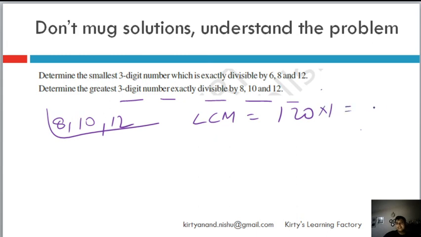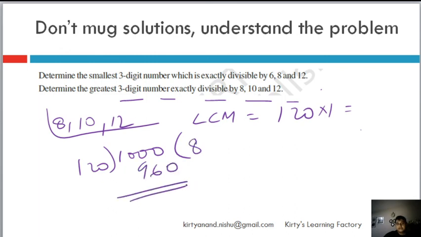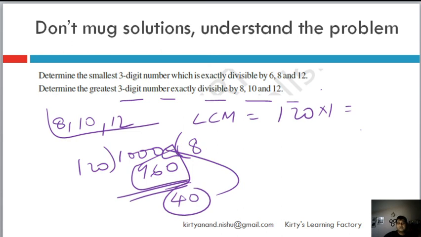So why create so much of fuss? So see, books will tell you that, okay, greatest 3 digit number, so you write the smallest 4 digit number, you divide by 120, okay? 120 into 8, it will give you 960. So basically 960 is the greatest 3 digit number which is exactly divisible. Then they will say, okay, this is the remainder, then you subtract remainder from it. So basically your answer you've already found out here. That's what they're asking you to do.